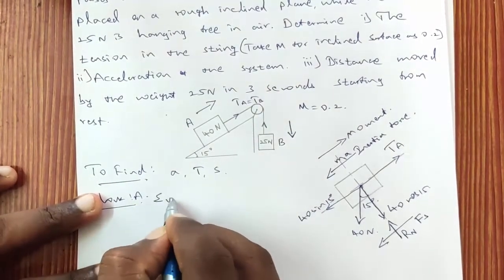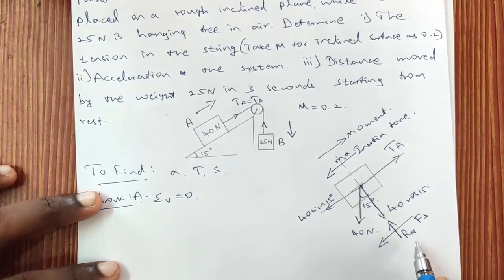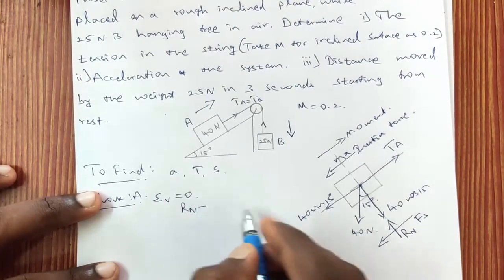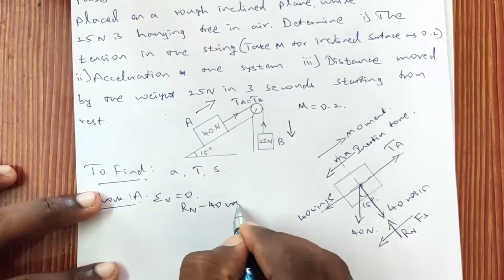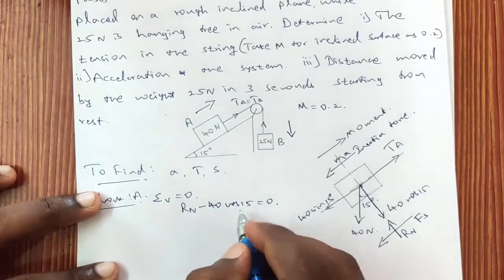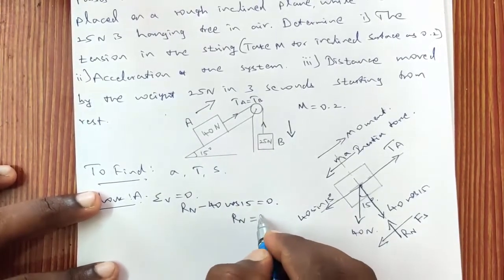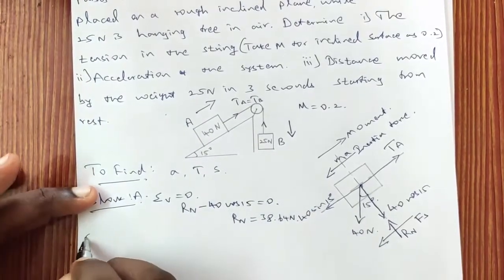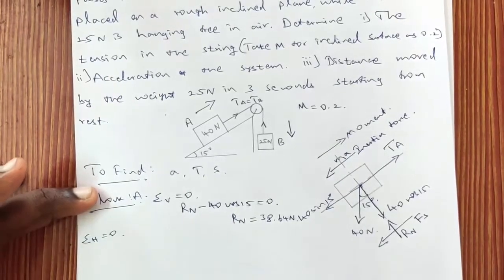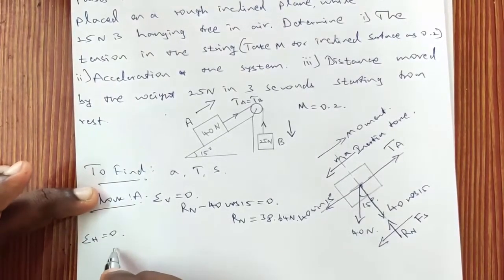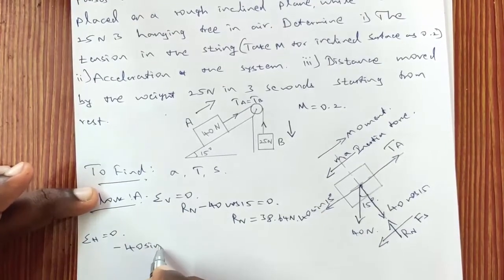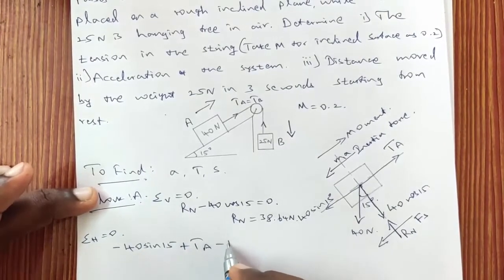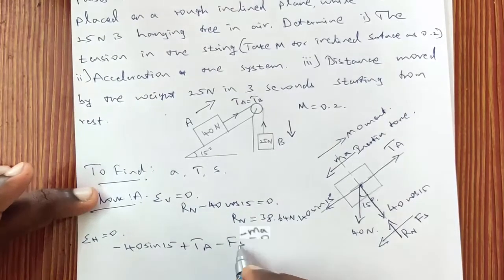Summation of vertical forces is equal to 0. The Rn is acting in the upward direction. So it is Rn minus 40 cos 15 is equal to 0. If you solve this, you will get Rn is equal to 38.64 Newton. Then summation of horizontal forces is equal to 0. The 40 sin 15 is acting in the negative direction, so it is minus 40 sin 15, then plus TA minus Fs minus M1A is equal to 0.